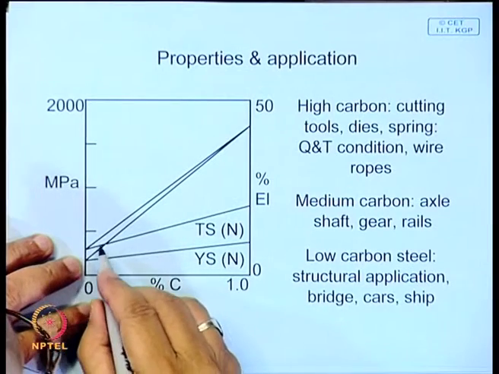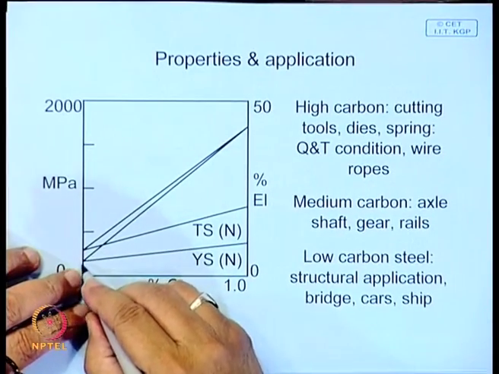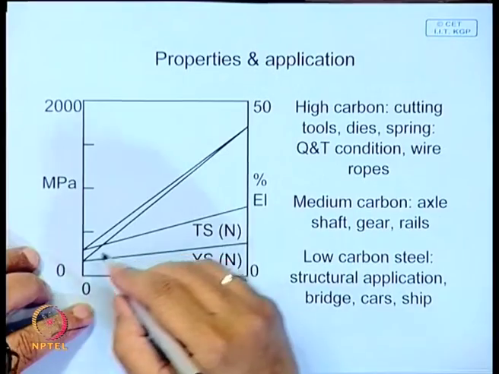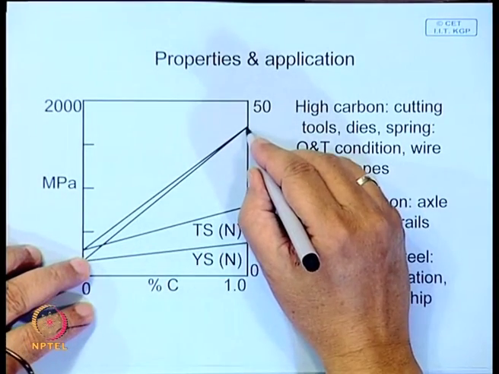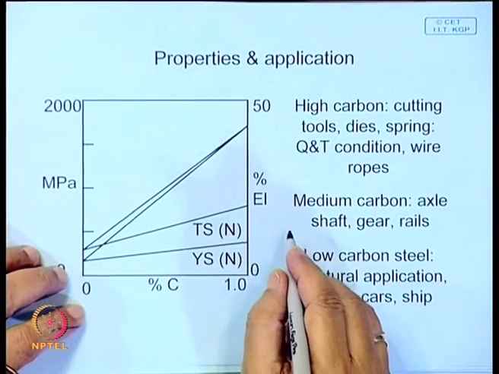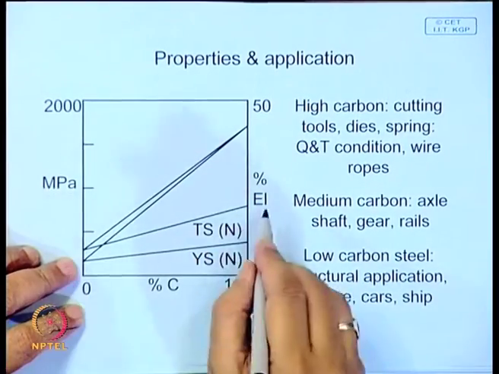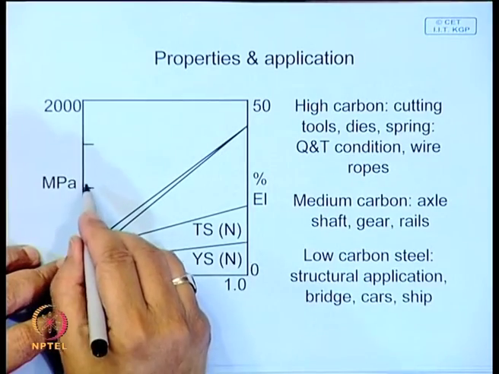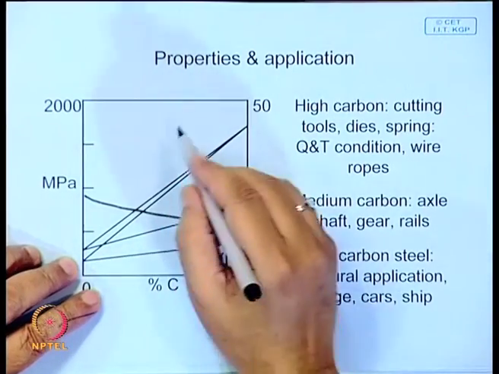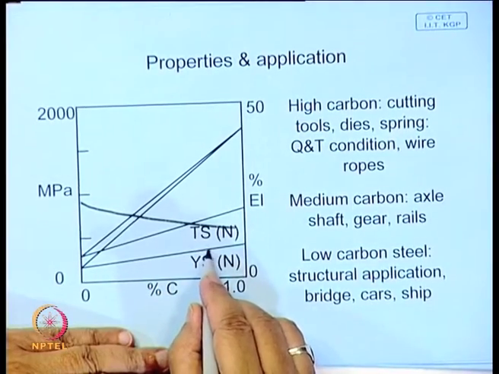So, all these strengths, if you quench, then with percentage carbon, this can become very high. The tensile strength can be very high depending on the carbon content. Whereas elongation, if you increase strength, this elongation will always decrease. You will find that with carbon content elongation will go on decreasing, but strength will go on increasing. But this strength will also depend on the type of heat treatment that you give.